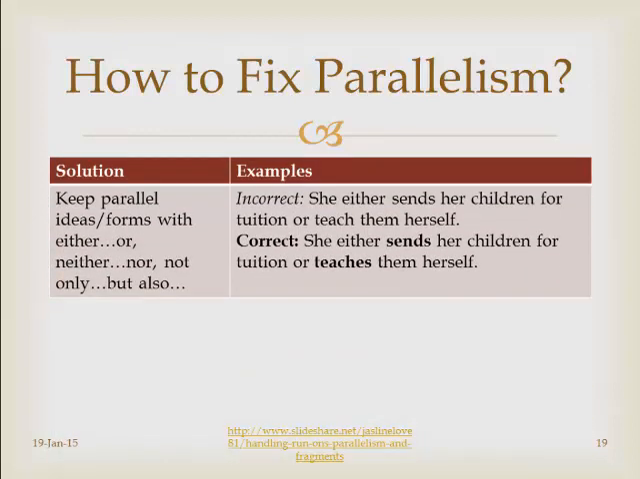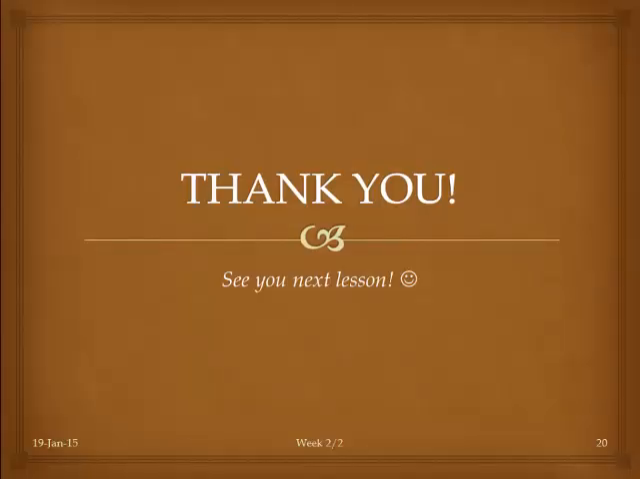What else? Okay, with forms of either...or, neither...nor, not only this, but also that, keep your ideas parallel in the forms as well. Okay, for example, she either sends her children for tuition or teach them herself. Okay, so this one's a little bit different. You want to say she either sends the children or she teaches them herself. Okay, so keep the forms the same. Right? So yeah, that's about it.